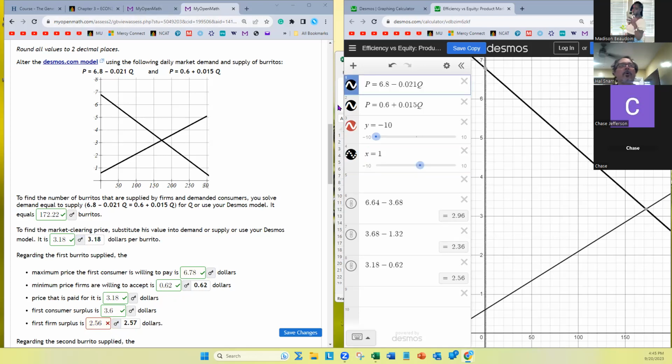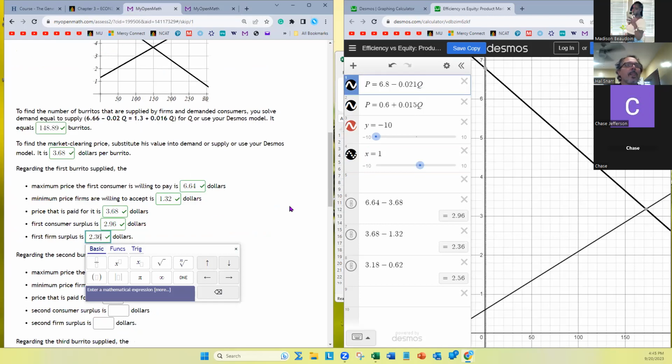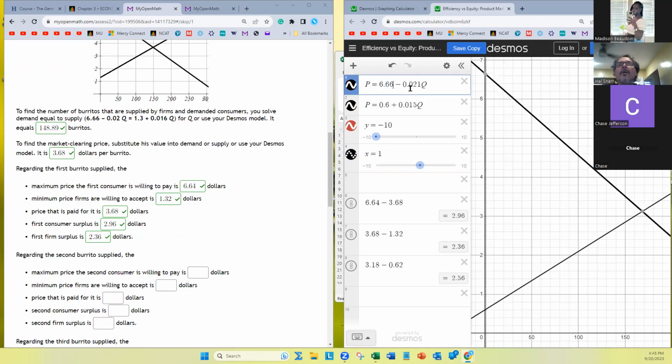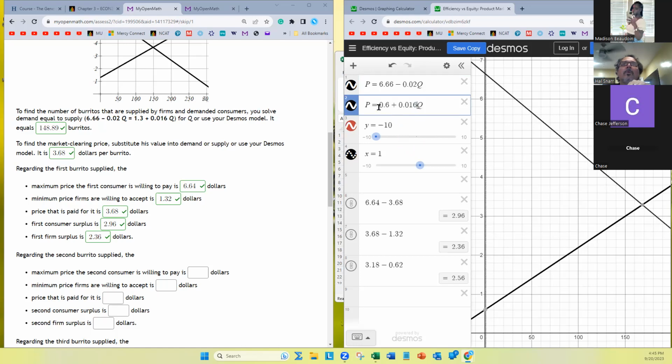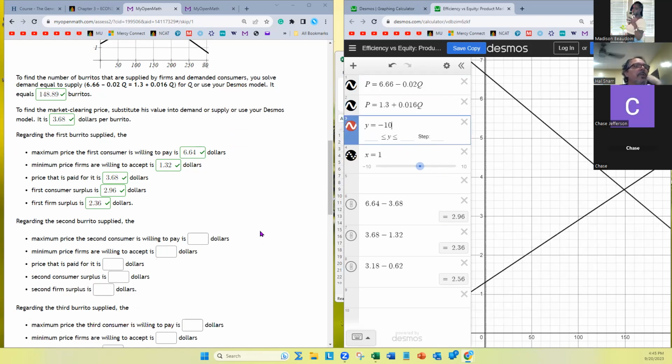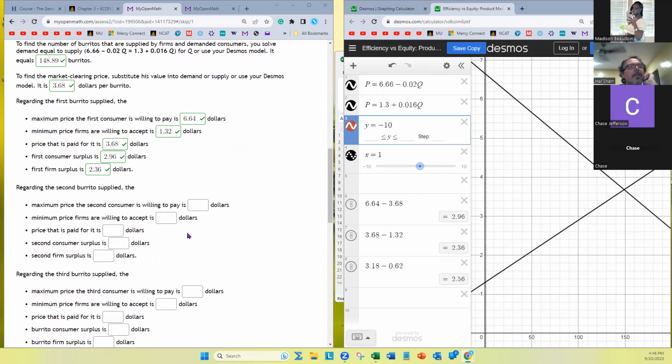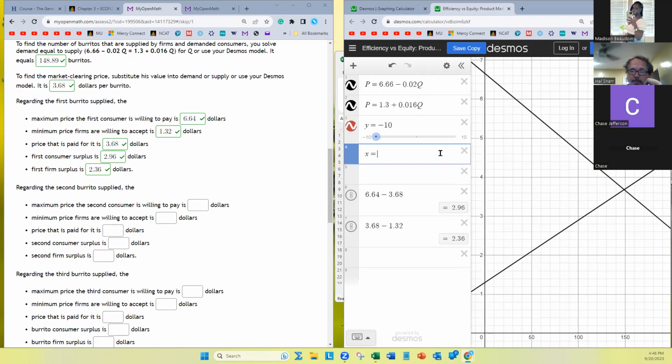Let me go back to what mine was. Mine was 6.6. Yeah, there's some round off errors in Math that I haven't been able to fix. 1.3. Okay, so now the second burrito supply. We're going to change this x equal 1 to x equal 2.